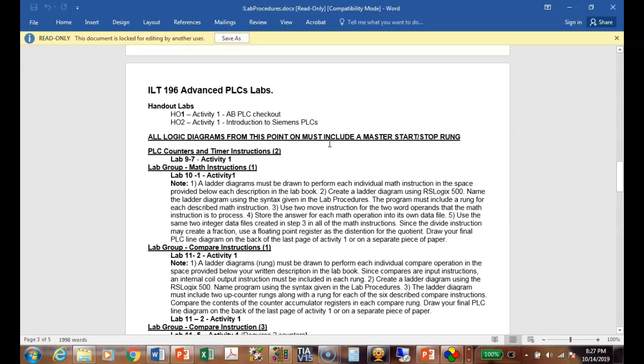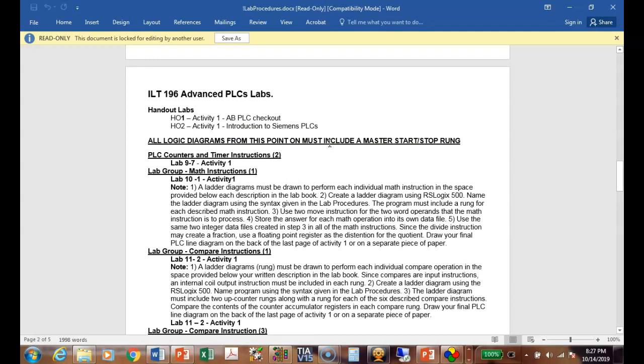So here's our labs. We're going to use 9-7 activity 1. We should be able to work on that starting next class, right? Then we're going to use 10-1. This is our math instructions. Plus you have to make sure you read the instructions here, right? This is going to save you some heartache.